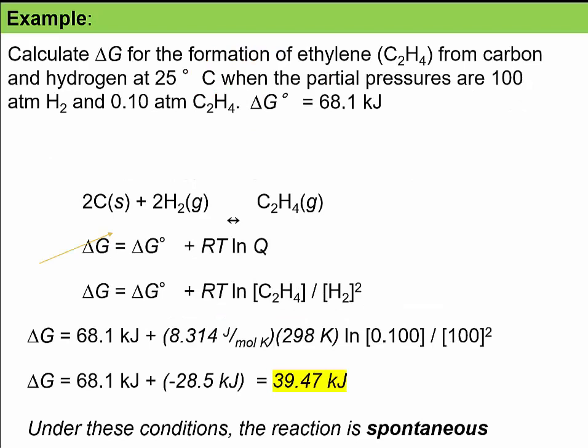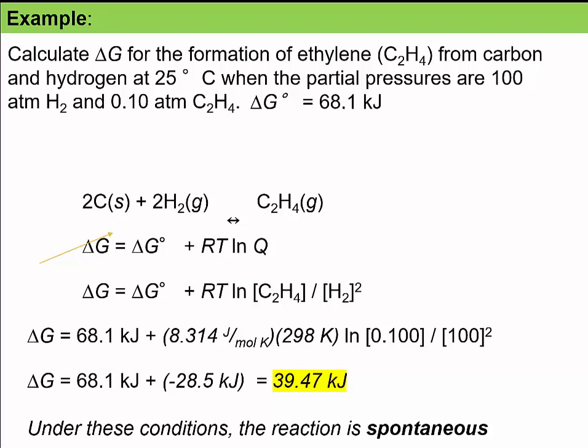So let's do an example. We're going to calculate delta G under non-standard conditions for the formation of ethylene from carbon and hydrogen gas when the partial pressures are 100 atmospheres of H2 and 0.1 atmospheres of ethylene. Our delta G naught, if we looked it up on the table and did that products minus the delta G of the reactants, we'd end up with positive 68.1 kilojoules.